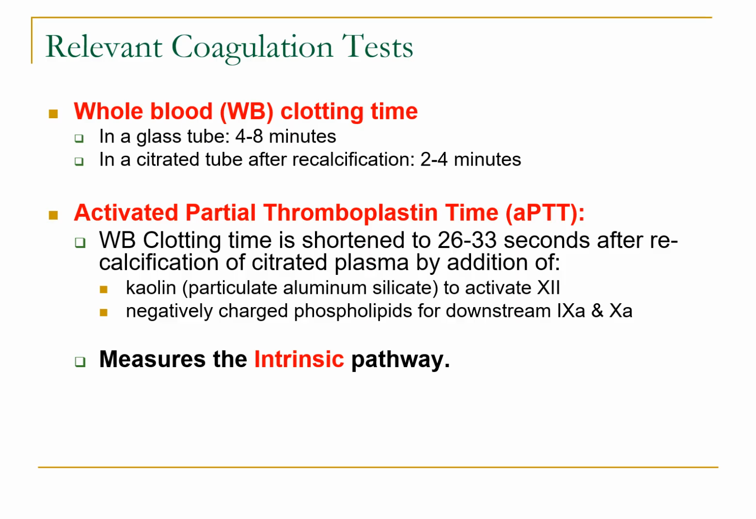Now to go back to APTT, it's really a whole blood clotting time, just like the one we just explained, but we make it faster. We shorten the time to get coagulation. And how do we do that? In addition to recalcification, so in addition to adding calcium, we also add kaolin. And kaolin is a particulate aluminum silicate that activates factor 12. And hence now we understand why this is the intrinsic pathway.